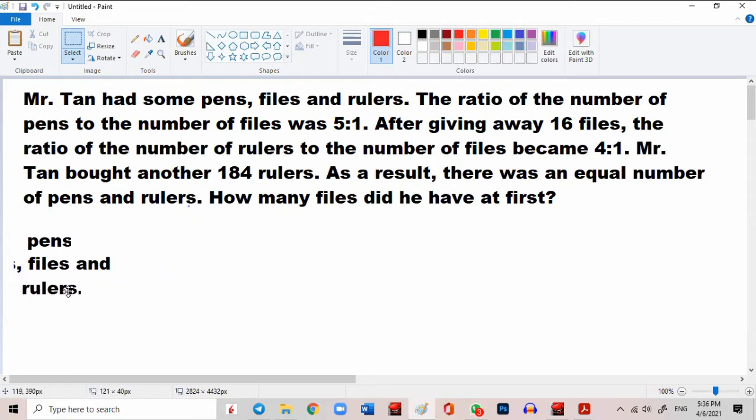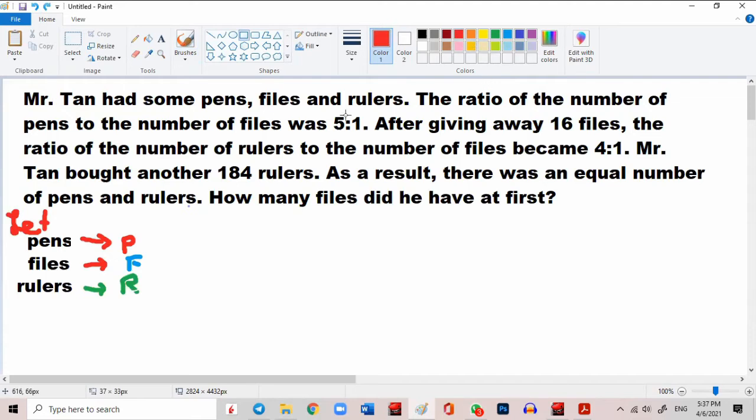Okay, so let the pens be P. I'm going to write let, L-E-T, let the pens be called P, the files be called F. Is it okay? Do people understand? And the rulers I call R. So far, can you all jot down and understand?